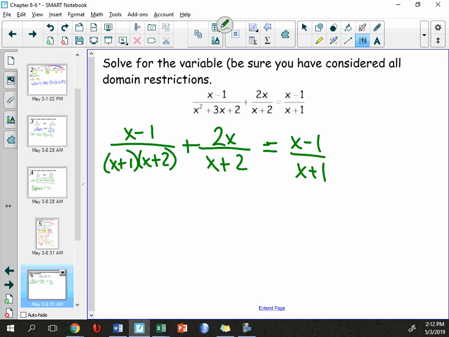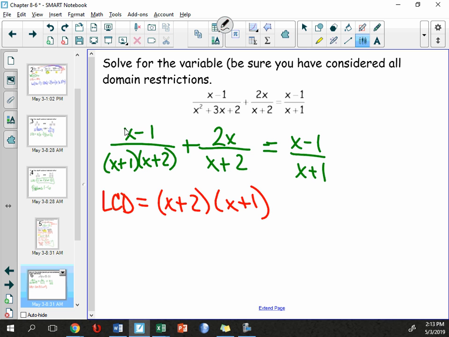Find your LCD. So how do I go about finding an LCD? I look to see what's in each denominator, and it has to contain every single thing, doesn't it? So I have to have an x plus 2, and I have to have an x plus 1. And I simply compare the exponents. And which exponents do I take, the higher or the smaller? You always take the bigger exponent, the larger one. In this case, they're all the same, so that's why we use x plus 2 and x plus 1, correct? After I find that, what do I do next?